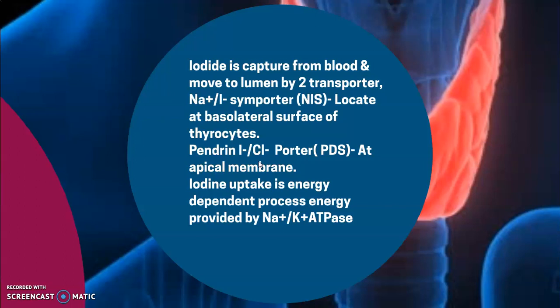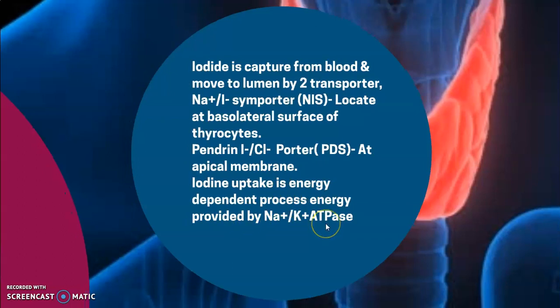Then how is that iodine captured? From our blood, on the surface of the thyroid cell or follicle cell, 2 transporters are available. That is the sodium iodide symporter. Symporter means it carries the ions in the same direction. And the pendrin iodide chloride transporter, which is present at the apical membrane of the follicle cell. The iodine uptake process is energy dependent, and the energy comes from the sodium potassium ATPase.